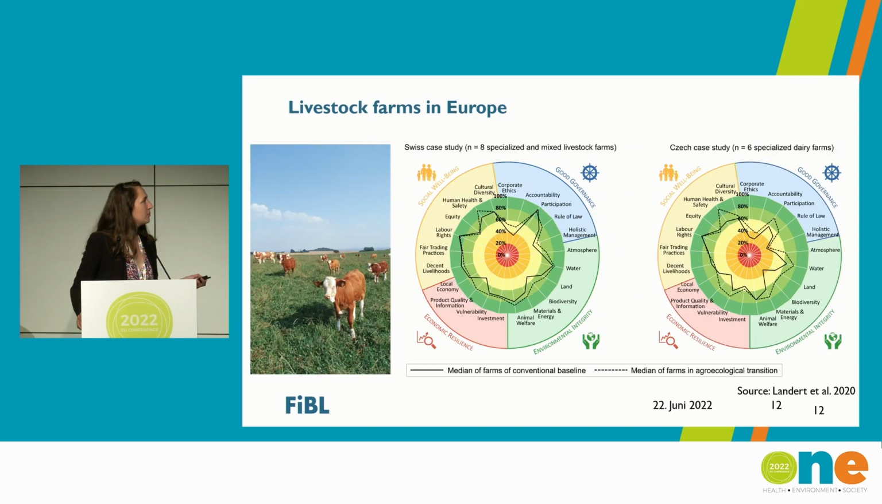Just to have another example to finish, in Europe we also do a lot of case studies. Here we have 2 kinds of livestock farming systems. The first one is a Swiss case study with specialized and mixed livestock farms, and the second one a Czech case study with dairy farms. And also here, there are differences between the 2 countries, but the pattern is similar. They're both cattle farms or mixed livestock farms, and the hotspots are similar for both case studies.